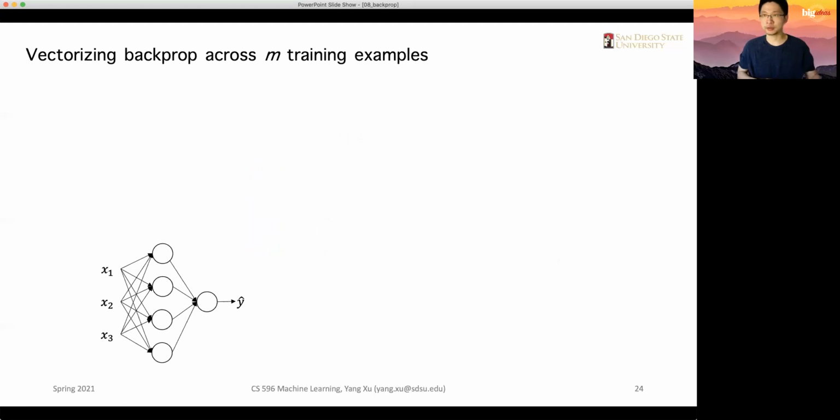Now if we want to vectorize over a batch of data, which is a very common practice, we will basically do the same thing as we did for logistic regression. We sum up all the gradients for each data point and normalize by the number of data points in the batch.